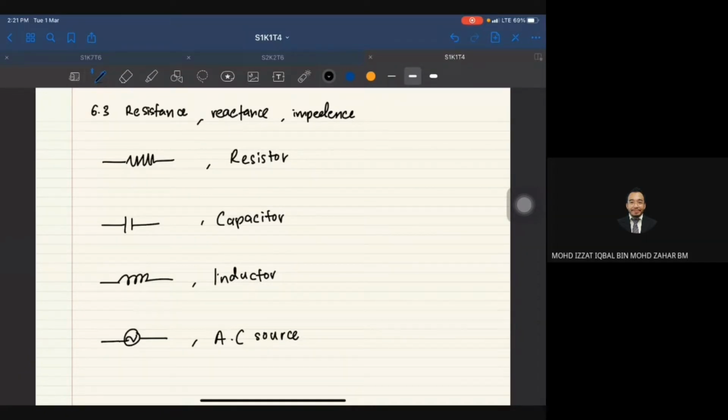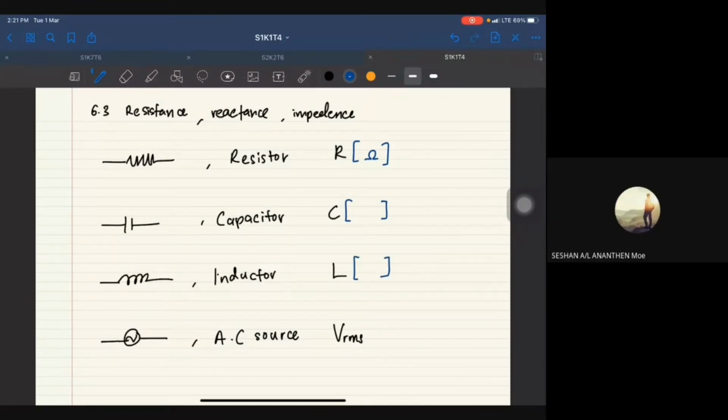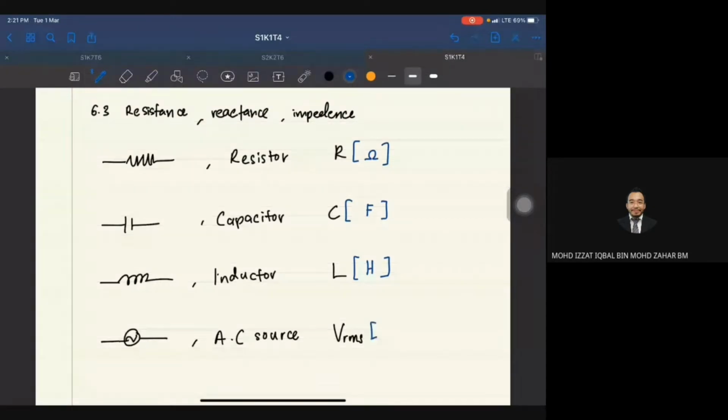Okay, so for resistor, normally we represent it with the symbol R. For the capacitor, we use the symbol C. Inductor, we use the symbol L. Remember, this one is L. AC source, maybe we can represent it as VRMS. So like I told you before, RMS voltage is basically V source or V supply for alternating current. And then the units, if you still remember: a resistor is ohm, capacitance is, what is the capacitance unit? Farad. Yes, farad. Inductor is Henry. And VRMS is voltage, V.